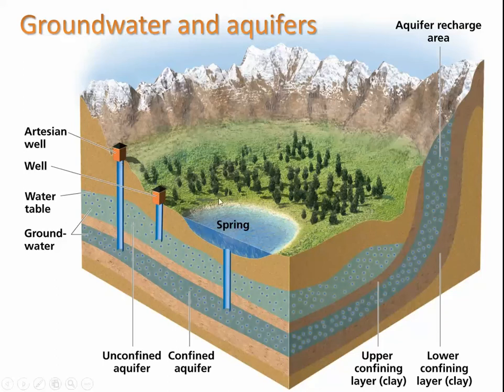But in most cases, like in my house here, we have a well which we tap into an unconfined aquifer. So we have to use an electric pump to bring the water up to the surface. And the water table is that line which is how far up the water comes in the aquifer. And sometimes when we talk about springs, that is where water comes naturally out of the ground, and that can be from a confined aquifer where the pressure of it brings the water up.